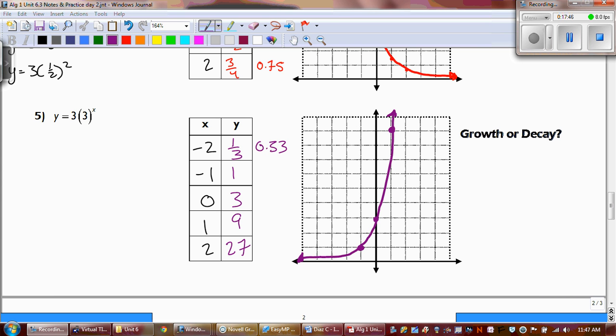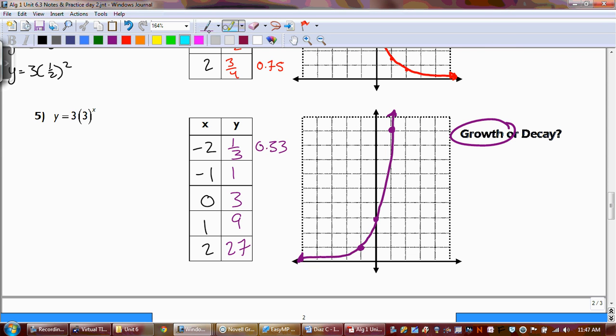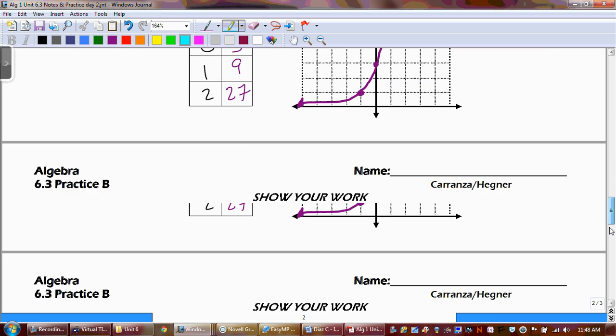And there you go. And looking at this graph, it is growth, which you should have known right there just by looking at the 3. Okay. All right, guys. Well, that's it for Algebra 1, Unit 6.3 Notes, Day 2. Your homework is 6.3 Practice B.